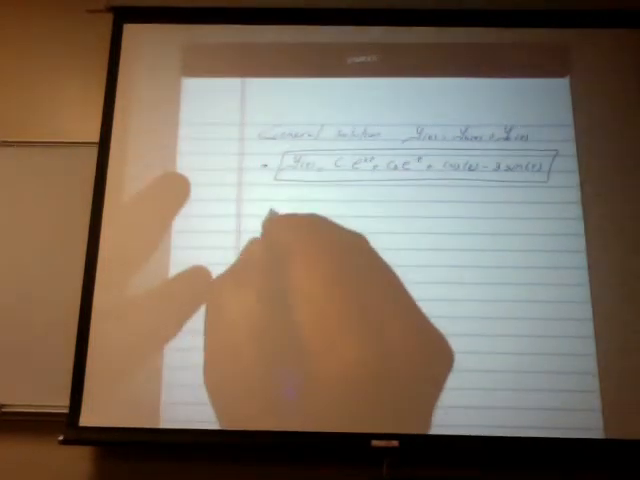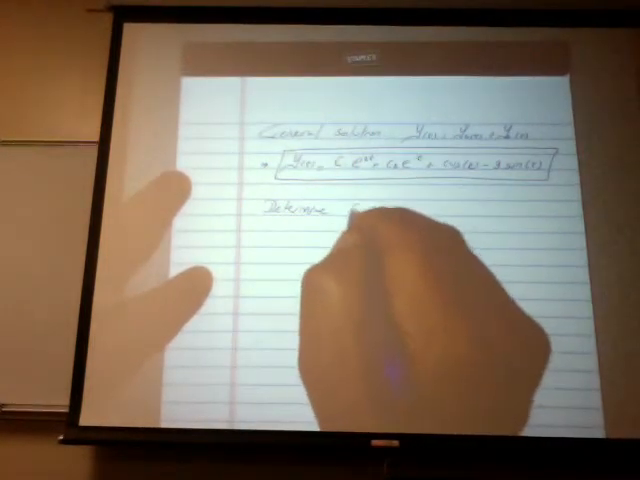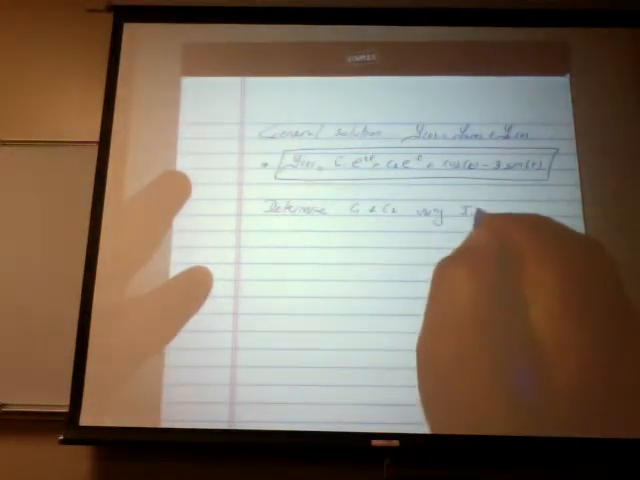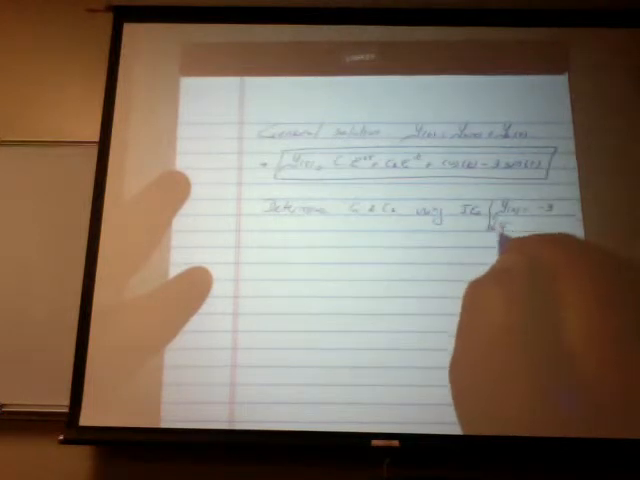So determine C1 and C2 using initial conditions. And the initial conditions, remember, y of 0 is equal to minus 3, and dy dt at 0 is equal to minus 2. This is what we were given. If y represents the position of something as a function of time, we're told that the initial position is minus 3 and the initial velocity is minus 2. That's all that it means physically.